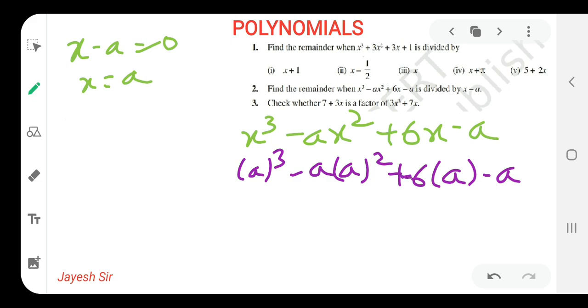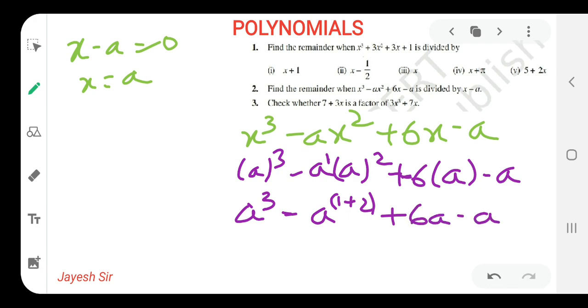Now friends, what is new in this sum is a cube as it is, and the most important thing in this sum is a raised to 1. Nothing is there in the power, that means a raised to 1 is there. If the variable is the same, we have to add the coefficients. We are adding 1 plus 5, 6a minus a. Now a cube minus a cube plus 6a minus a.